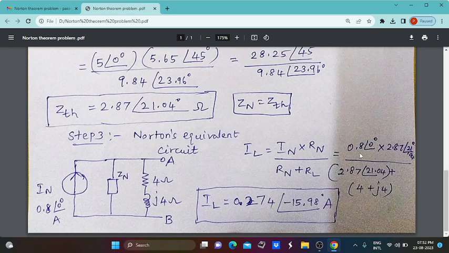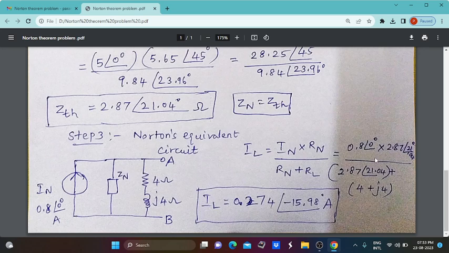Now whether the numerator and denominator values are available in the same format or not should be checked. In the numerator, both values are in polar form, but in the denominator one value is polar and the other value is rectangular form. So we have to convert this polar form value into rectangular form. After that we have to combine both values. We get the answer in the form of rectangular form. After that we have to convert it into polar form.